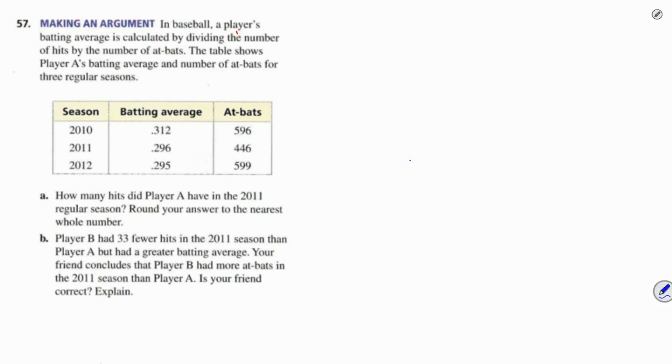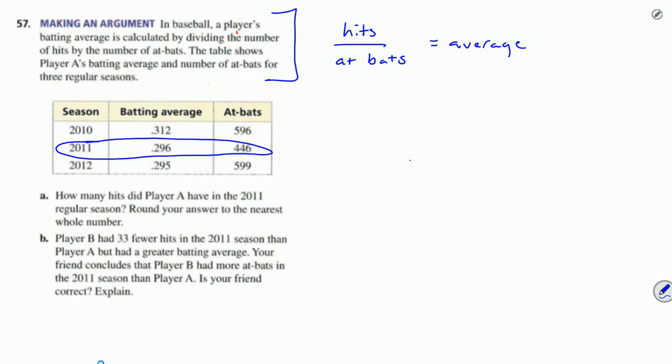A baseball player's batting average is calculated by dividing the number of hits by the number of at-bats. The table shows player A's batting average and the number of at-bats in 3 regular season games. So a player's hits divided by at-bats equals average. That came straight from this information. How many hits did player A have in the 2011 regular season? So we don't know the hits. We know the at-bats was 446 for an average of .296.